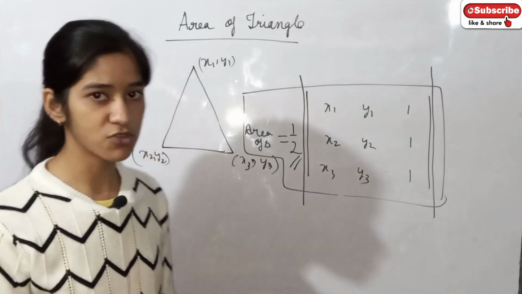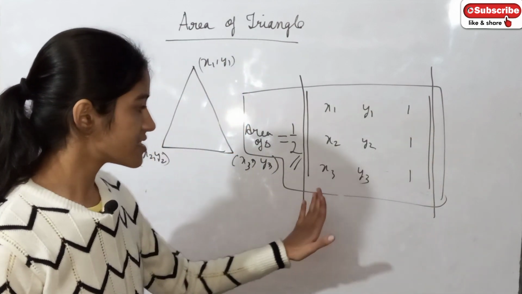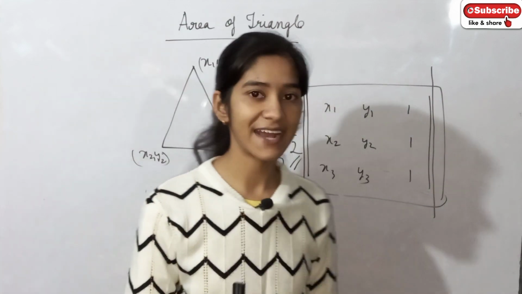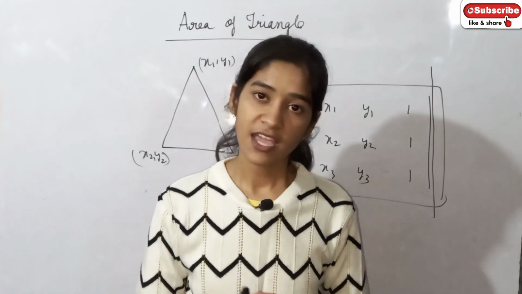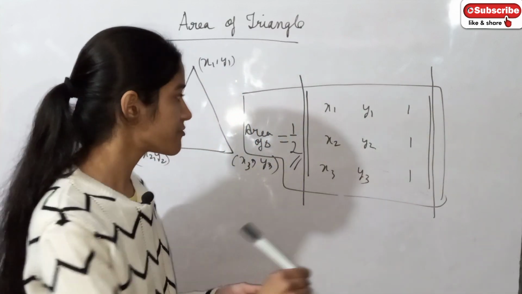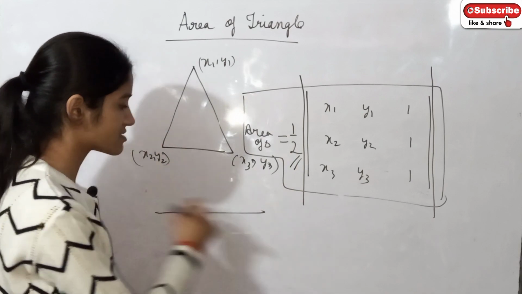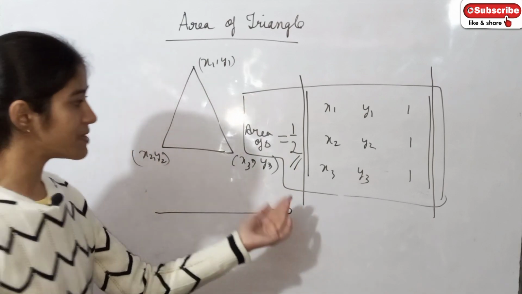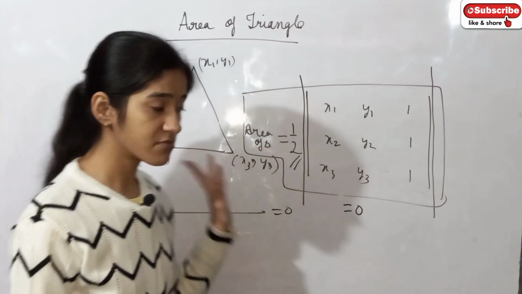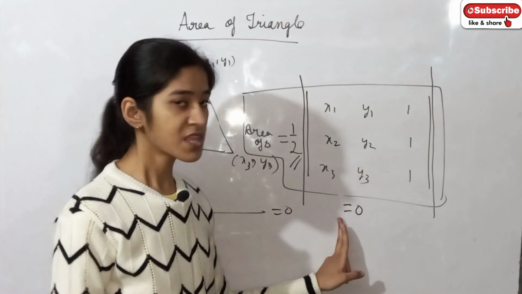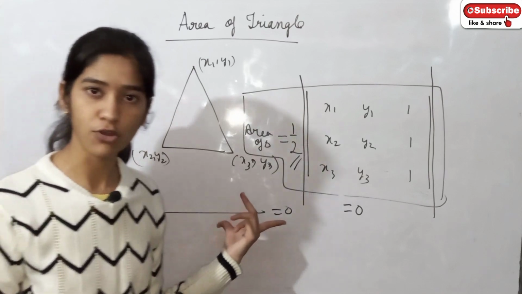Now let's do some questions on finding the area of a triangle with the help of determinants. This is also used in finding whether three coordinates are collinear or not. How do we find this? If the coordinates are collinear, meaning they are lying on the same line, then the area formed by them is 0. If we put these values and get the area of the triangle equal to 0, then we can easily say that all the coordinates are collinear.